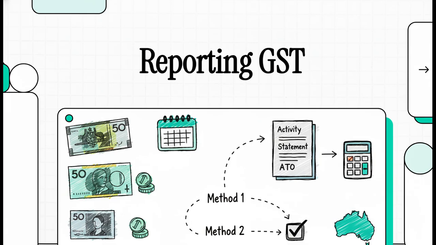Getting your goods and services tax reporting right is absolutely essential for any Australian business. So today, we're going to break down the two methods the Australian Taxation Office, or ATO, has approved for lodging your activity statement. We'll take a look at how each of them works so you can figure out which one might be the right fit for you.